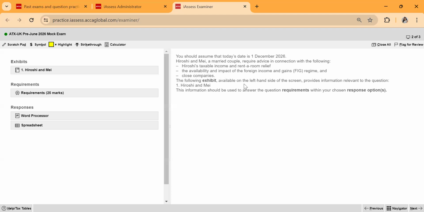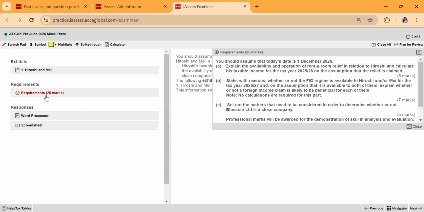The following exhibit available on the left side, only one exhibit will provide relevant information to the question, but let's see the requirement of the question. First requirement is explain the availability and operation of rent a room relief in relation to Hiroshi and calculate his taxable income for the tax year 25-26 on the assumption that the relief is claimed. So we will do the calculations, but you can see it is an 8 marker. So, how would the division be? See, when you want to talk about the rent a room relief and its operation and its claim, that will be roughly around 3 to 4 marks, and the remaining 4 to 5 marks will be towards the calculations.